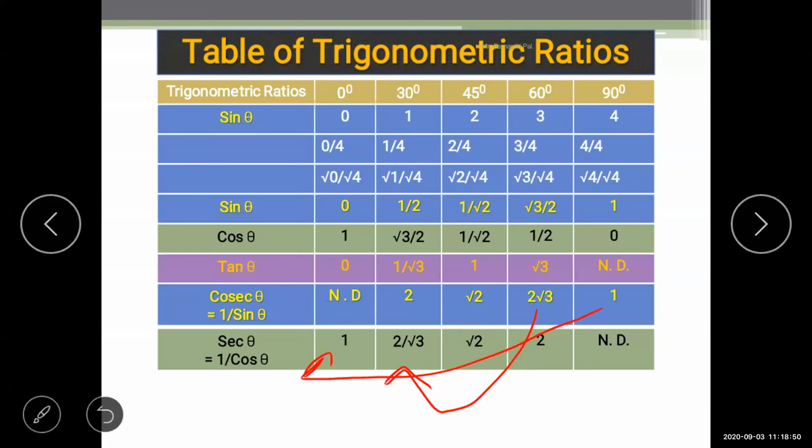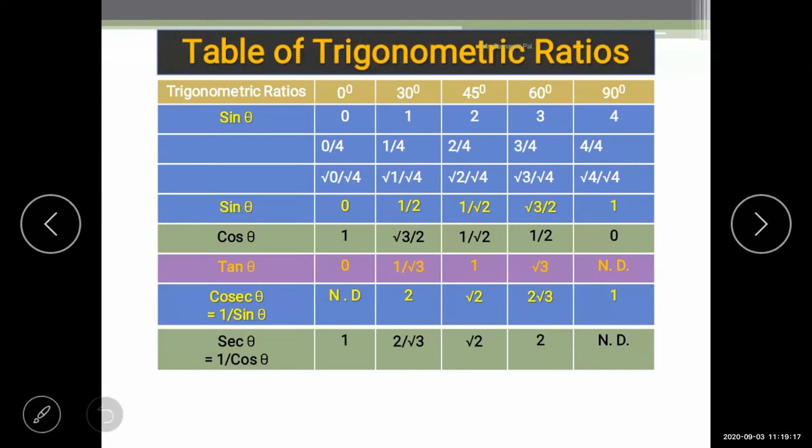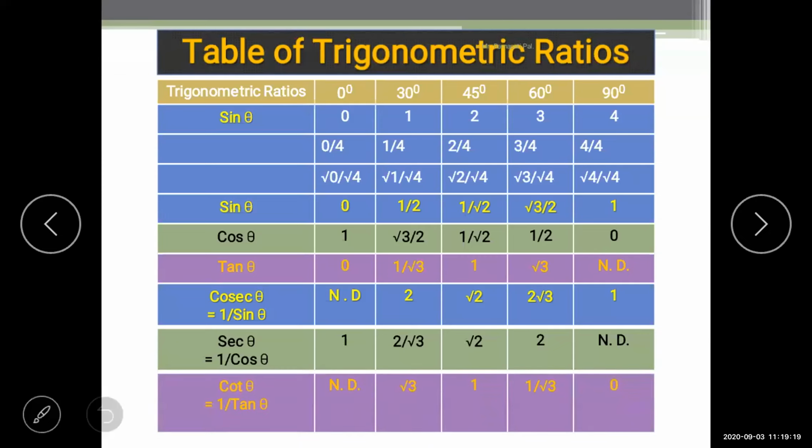Okay, so let's see what is sec theta again. Sec 0 degree is equal to 1. Sec 30 degree is equal to 2 upon root 3. And sec 45 degree is equal to root 2. Sec 60 degree is equal to 2. And sec 90 degree is equal to not defined. Okay. Now cot theta. We know that cot theta is equal to 1 upon tan theta.